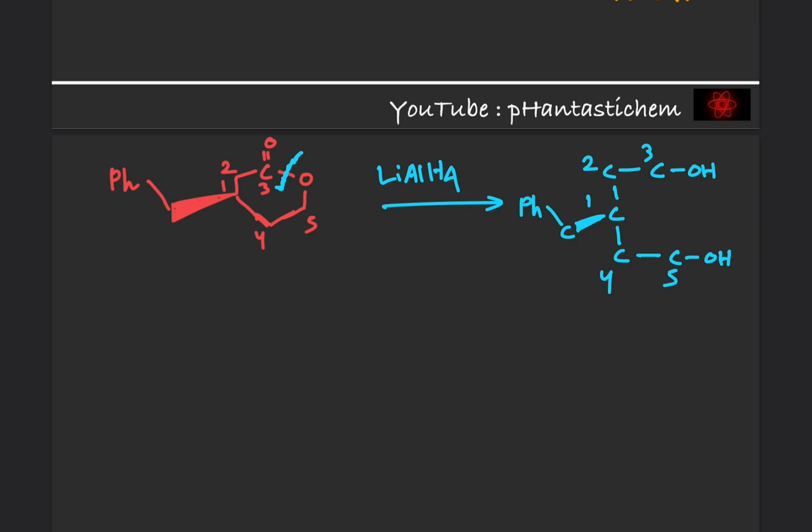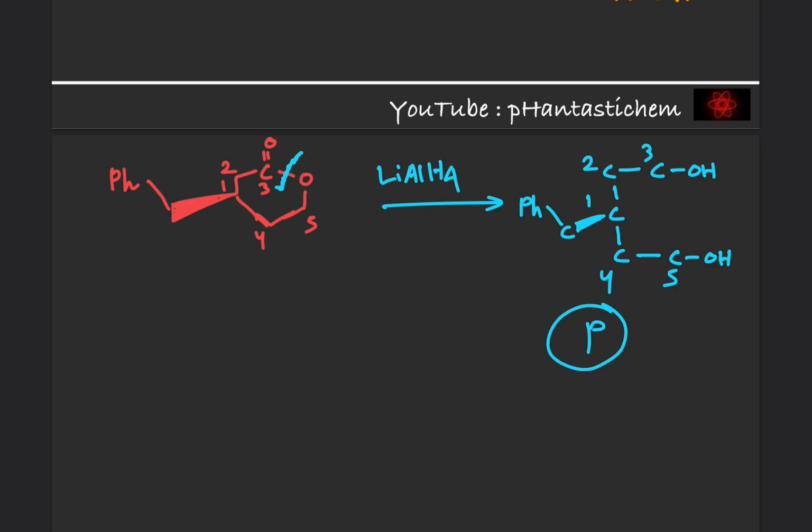So you can see what happened. This third carbon has now an alcohol group attached to it. This fifth carbon has now an alcohol group attached to it, right? So this is what is our P. This is our P, okay?